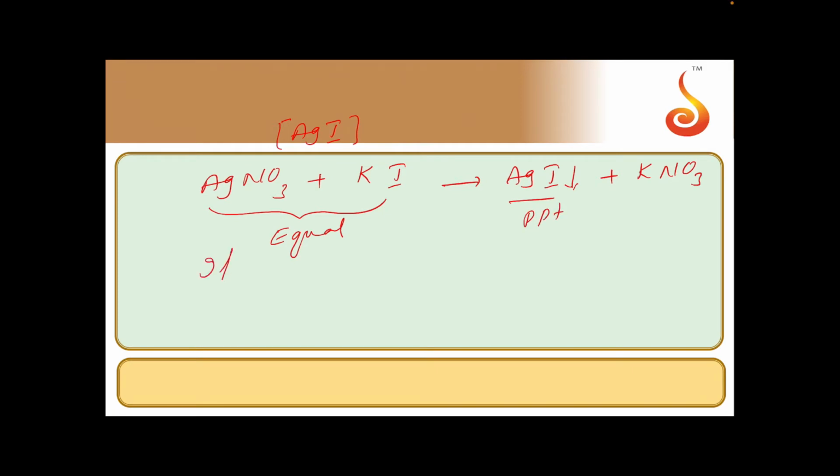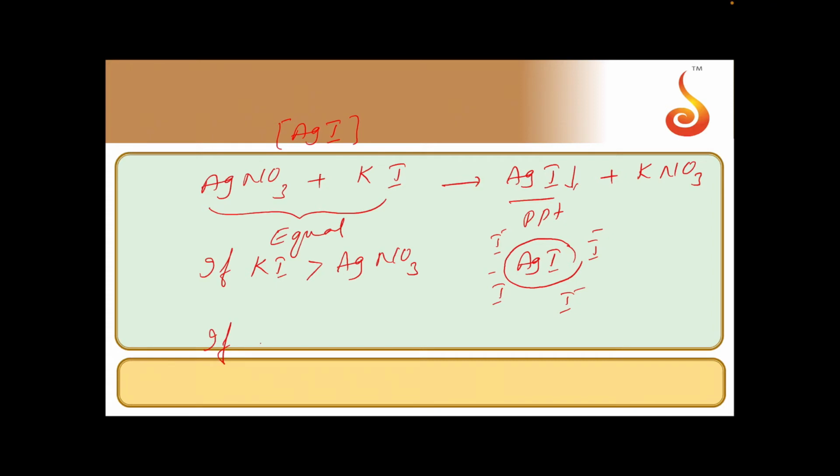Suppose KI is more than AgNO3, then the common ion gets adsorbed on that. So for AgI, the common ion coming from KI will be iodine only. So I minus gets adsorbed on this one, which means you are going to get a negative charge. So if you take KI more, you are going to get a negatively charged salt.